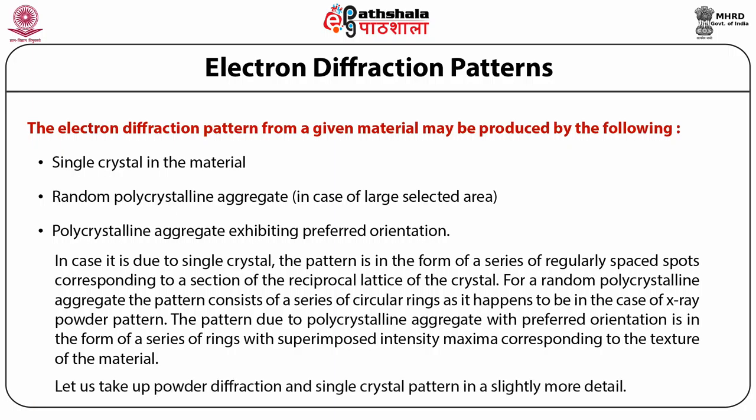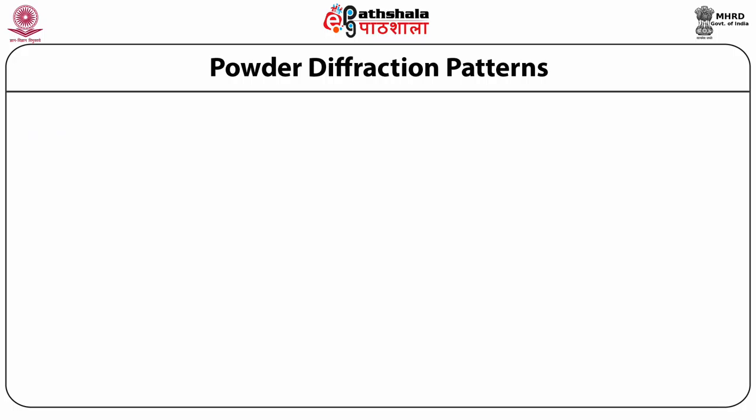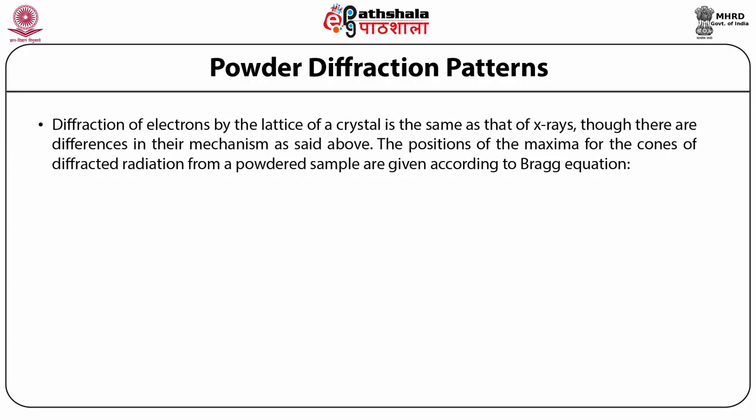Let us take up powder diffraction and single crystal patterns in slightly more detail. We shall first take up powder diffraction patterns. Diffraction of electrons by the lattice of a crystal is the same as that of X-rays, though there are differences in their mechanism as said above. The positions of the maxima for the cones of the diffracted radiation from a powdered sample are given according to the Bragg equation, lambda equal to 2d sine theta.